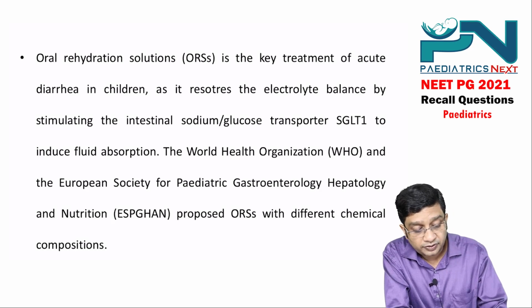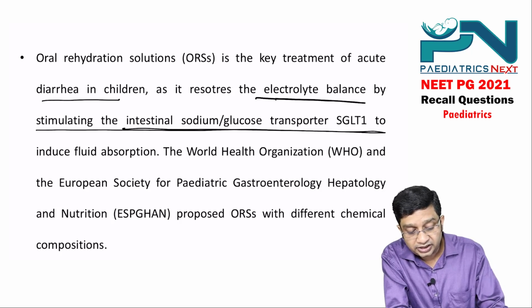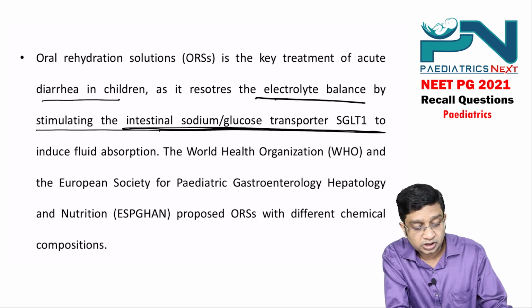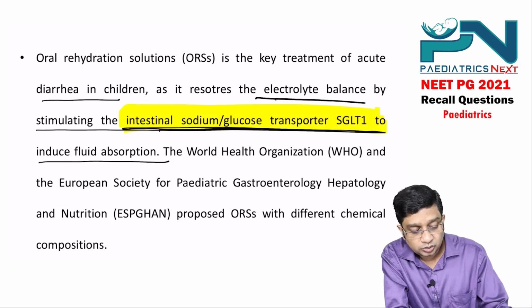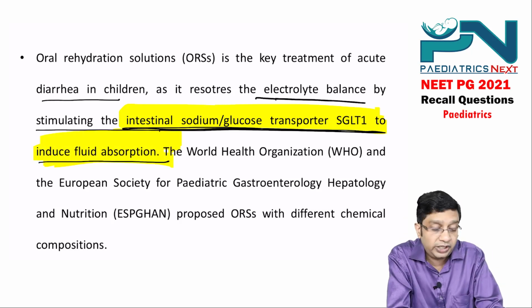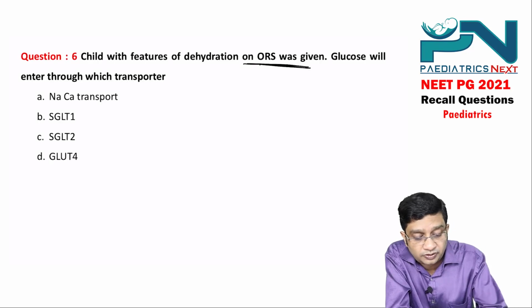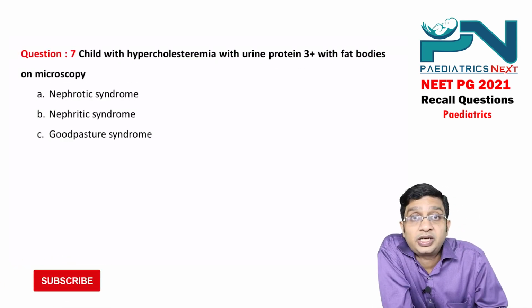ORS is the key treatment of acute diarrhea in children, as it restores the electrolyte balance by stimulating the intestinal sodium glucose transporter 1 to induce the fluid absorption. So the answer here is the intestinal sodium glucose transporter 1, which induces the fluid absorption, right? So the right answer to this simple question goes in favor of SGLT1, sodium glucose transporter 1. Again a so-called one-liner, simple question.